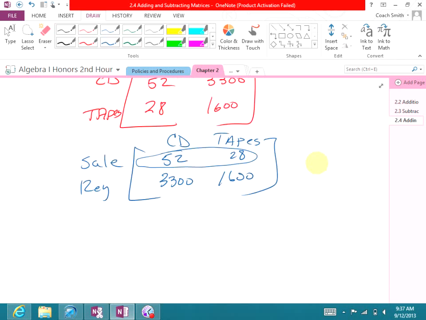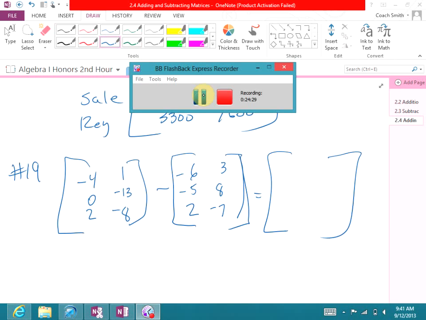All right. So, that's how you add and subtract matrices. It's how we set one up. It's how we write it. So, what I want you to do is, we did number 20, right? Do number 19. Do number 19 in your notes, and when you have the answer, raise your hand. We'll go over them.